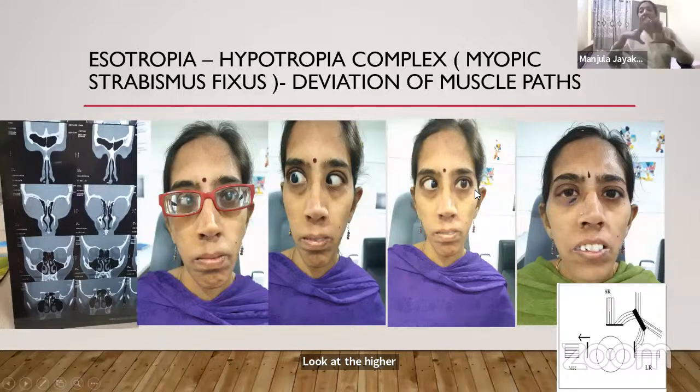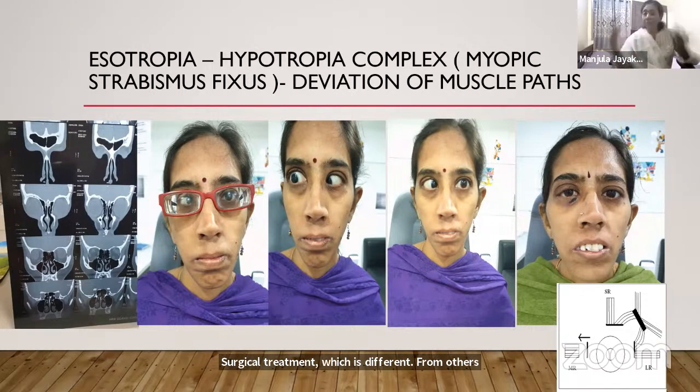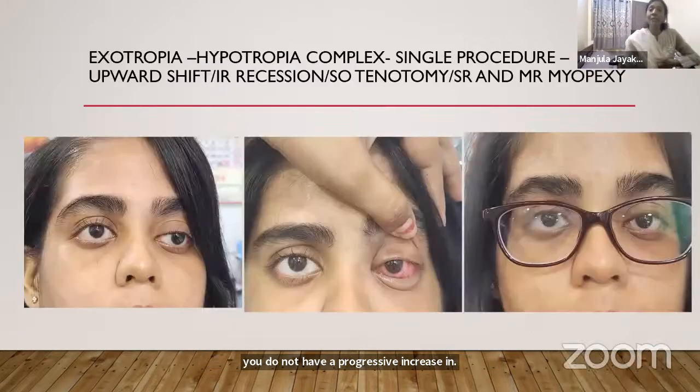Surgical treatment is different from other strabismus surgery. You need to do a myopexy, which could be a suture myopexy, or it could be using a silicone band. You unite these two displaced muscle parts at the prolapsed supratemporal aspect of the globe so that you do not have a progressive increase in strabismus and strabismus fixus happening. So this is the first kind of incomitance.